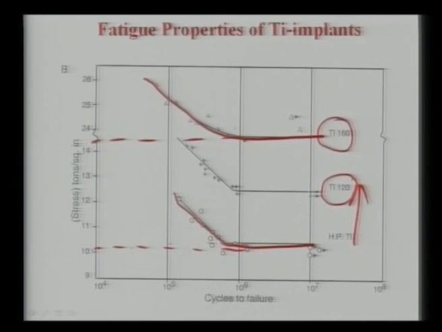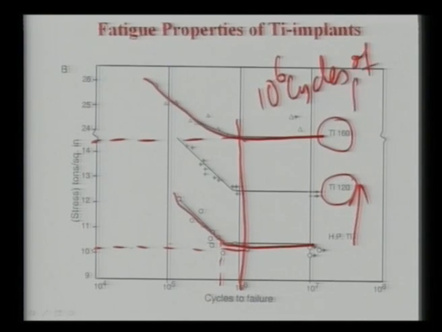The cycles to failure remains the same, that is around 10 to the power 6, but in case of high purity titanium it is less than 10 to the power 6. So 10 to the power 6 cycles to failure, that is the typical fatigue life of titanium based materials.